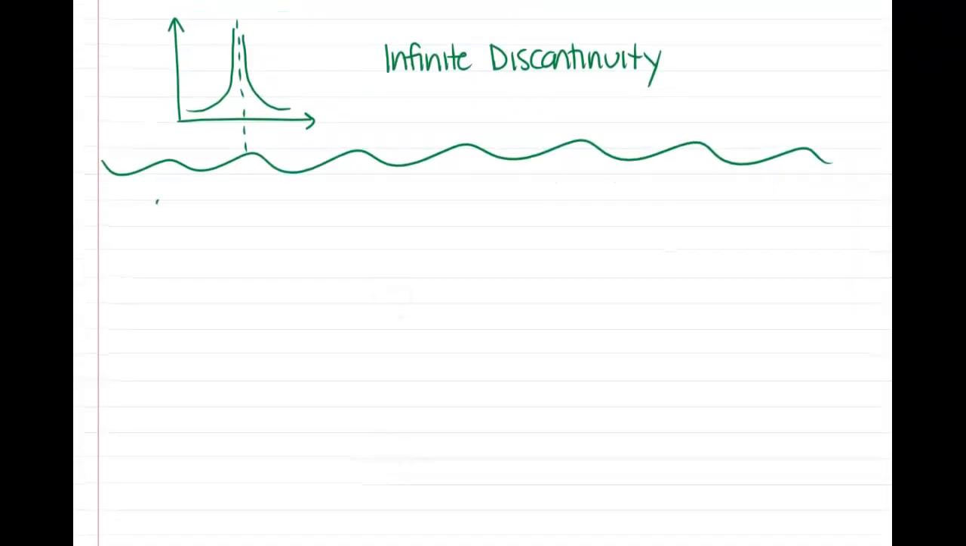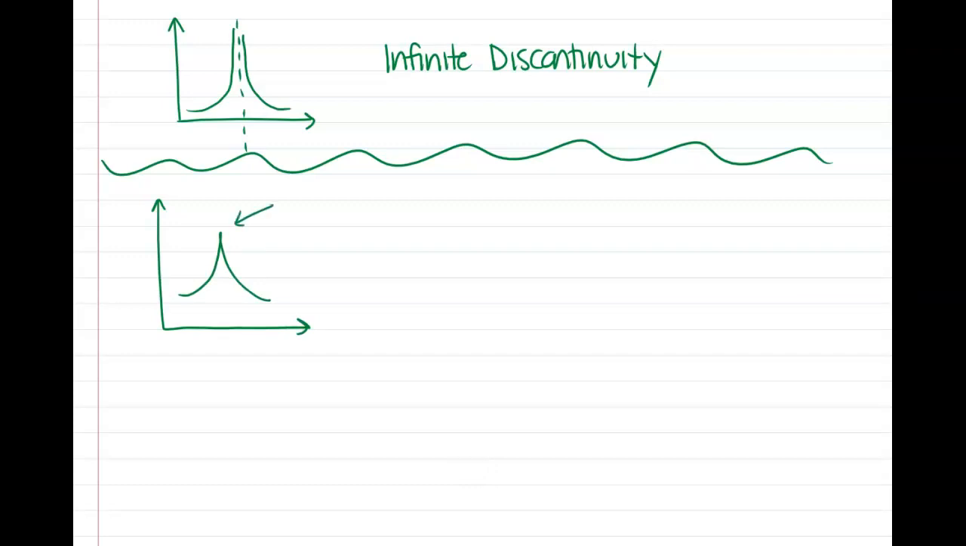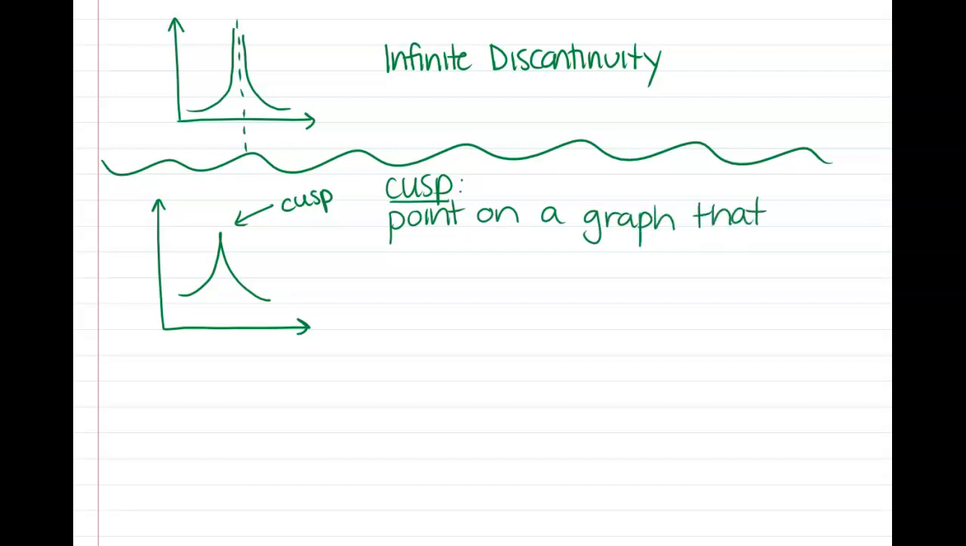Okay, let's talk about a graph that looks like this. Say it kind of goes up and goes back down and makes kind of a point at the top. That's called a cusp. And a cusp is a point on a graph that is continuous but has no slope or instantaneous rate of change.